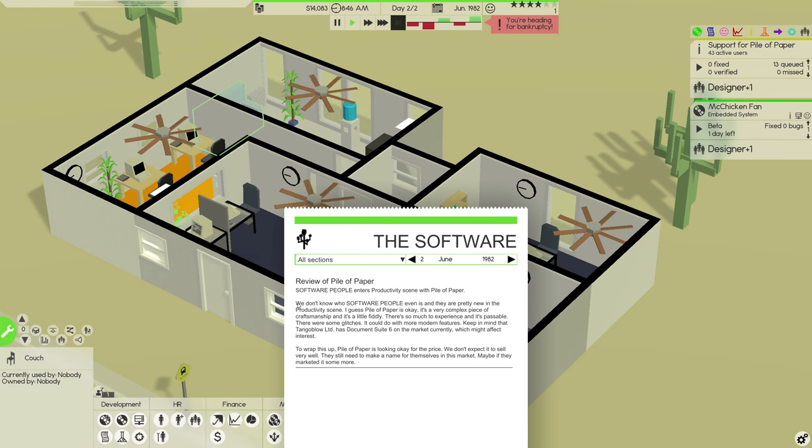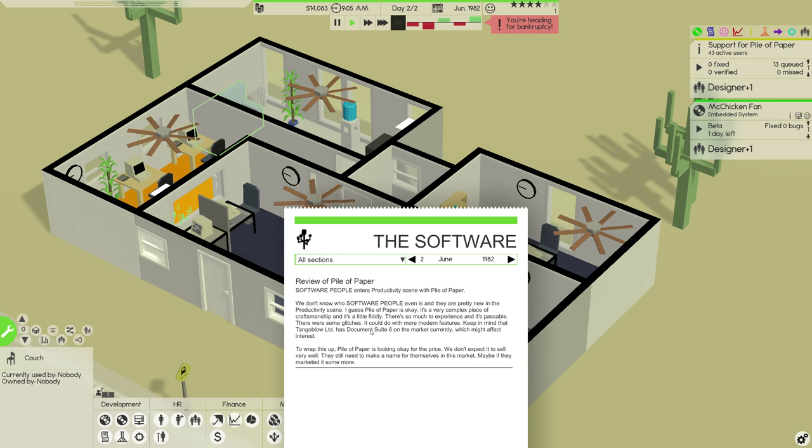A product has been reviewed. We don't know who Software People even is. And they are pretty new in the productivity scene. I guess Pile of Paper is okay. It's a very complex piece of craftsmanship and it's a little fiddly. Wonderful. There's so much to experience that it's passable. There were some glitches. It could do with more modern features.